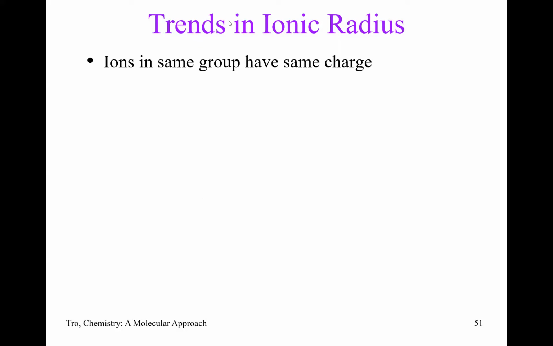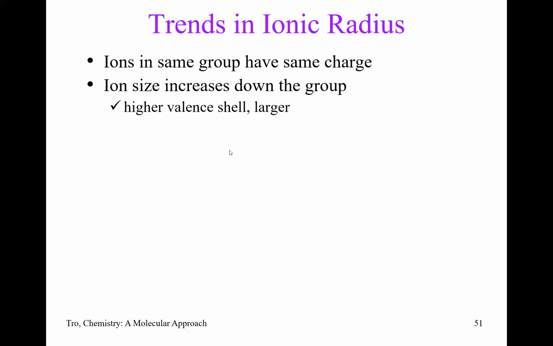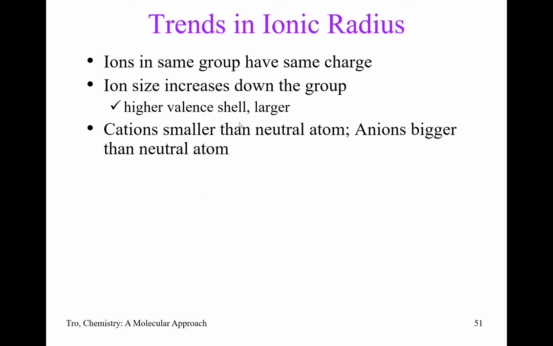Okay, so we've covered here what ions are. We covered the radius trends for the elements. And now there are a few trends for the ions. So if the ions are in the same group, then they have the same charge. The obvious one is that the size increases as you go down the group. That's the same as the planets, Mercury, Venus, Earth, Mars, Jupiter, etc., as you move down.